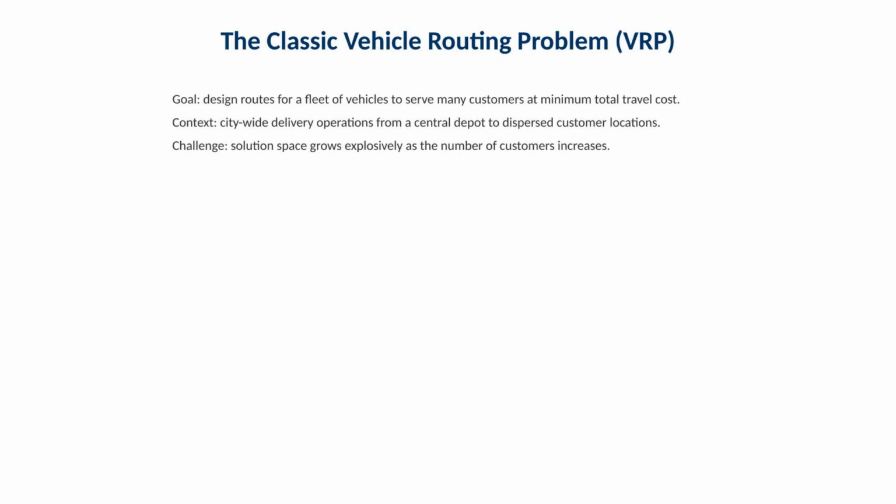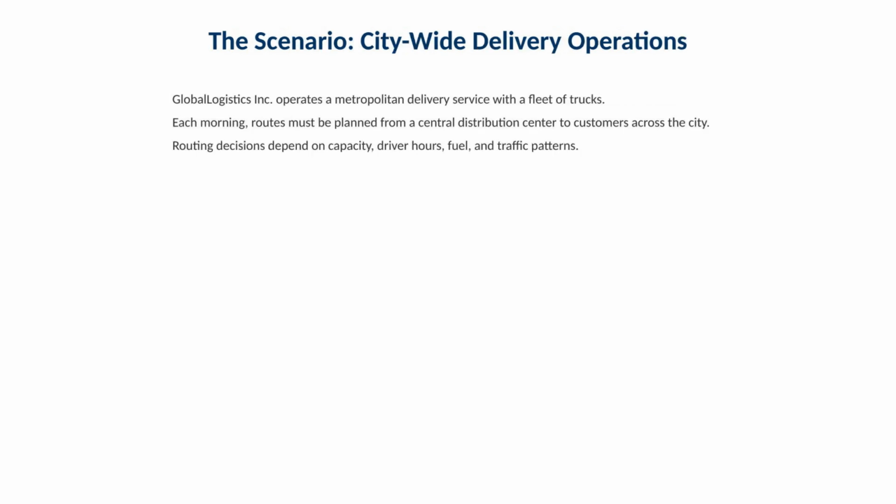In this chapter, we study the classic vehicle routing problem. The goal is to design routes for a fleet of vehicles so that all customers are served while total travel cost is as small as possible. You can think of this as the operational question every delivery company faces each morning. Which truck should serve which customers and in what sequence, so the day finishes on time and at a reasonable cost?